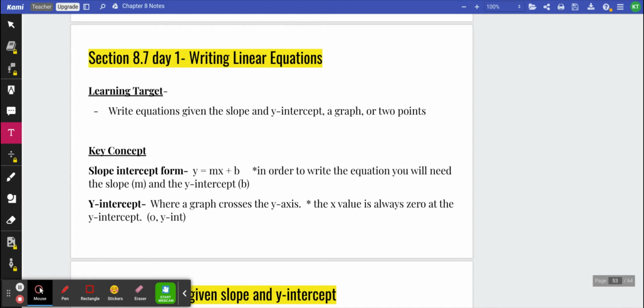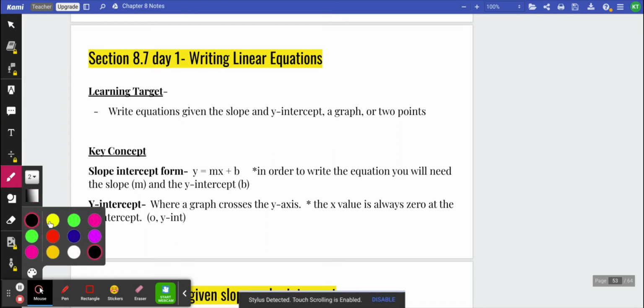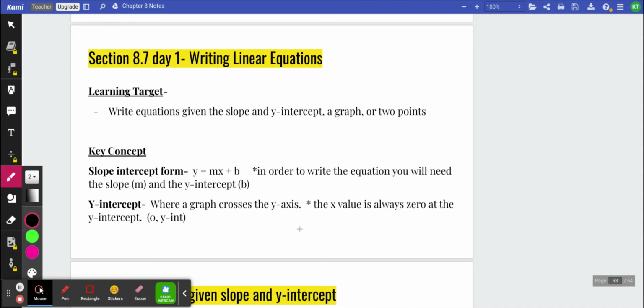Just a reminder, slope-intercept form is y equals mx plus b, where the slope is the m value and the y-intercept is the b. And then remember, the y-intercept is where the graph crosses the y-axis, and the x value is always 0, right? When we found intercepts back in section 8.3, we looked at plugging in 0 for y, finding the x-intercept, and then plugging in 0 for x to find the y-intercept, okay? When we write an equation, we only need the y-intercept, along with the slope.